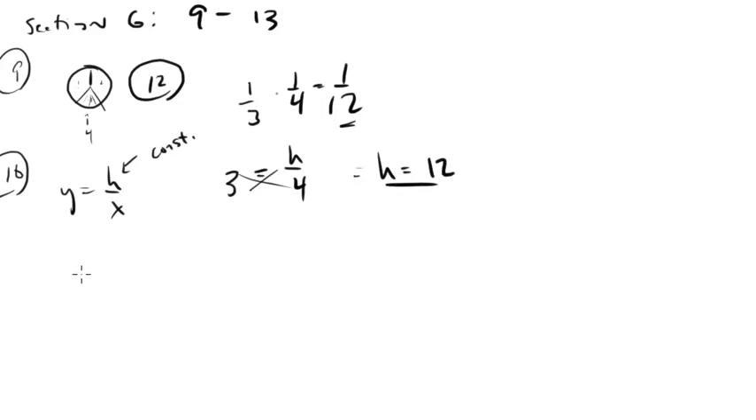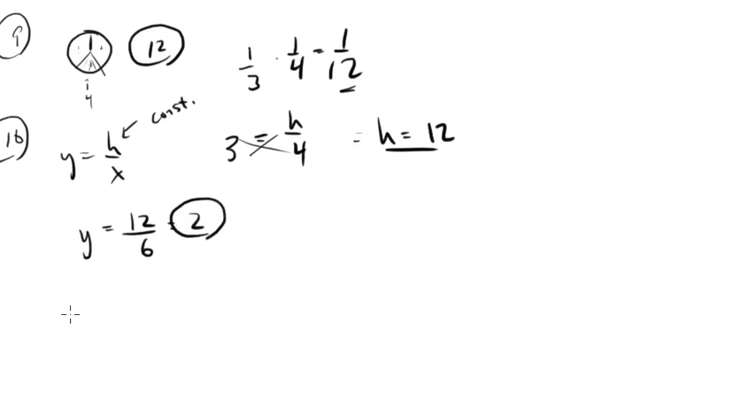Now we know h, so what does y equal when x is 6? Well, we know h is 12, x is going to be 6, so this is just going to be 2. And that's your answer. So you would grid in 2.